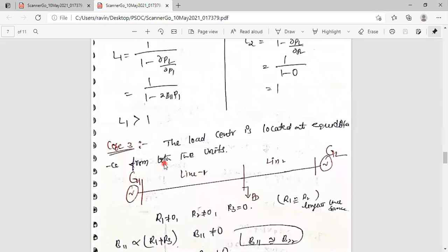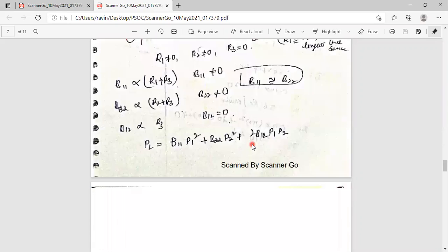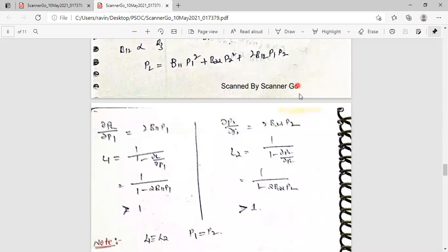Case 3: if the power demand is connected in between generator 1 and generator 2, then you have to consider all the losses: B11, B12, B22, B21 also. So your equation will be like this: PL is equal to B11 P1 square plus B22 P2 square plus 2 B12 P1 P2. So differentiate with respect to that.